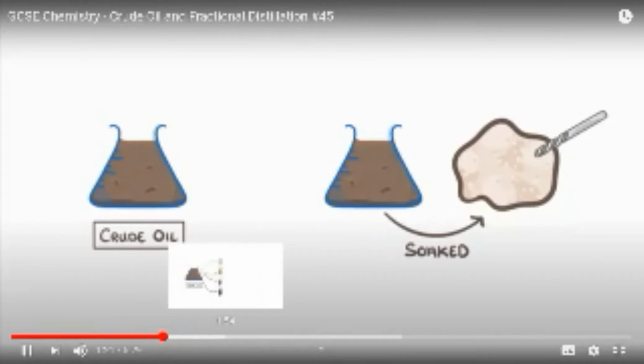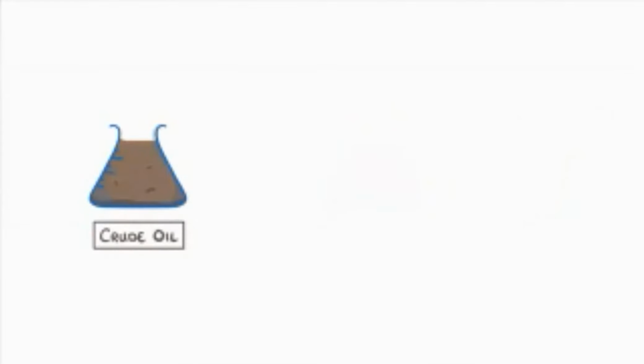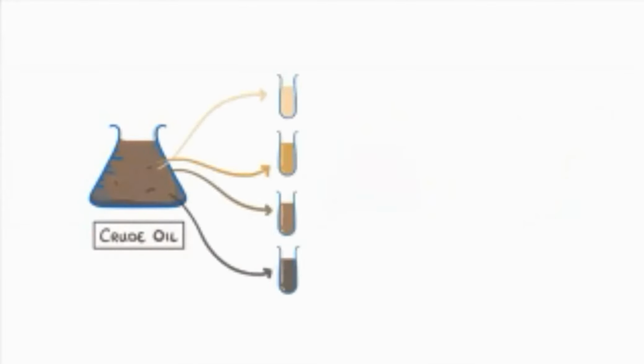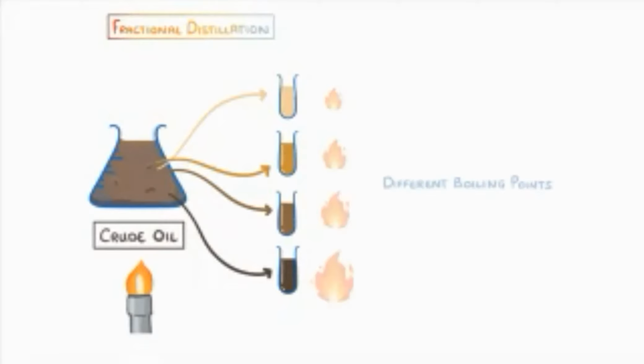As crude oil takes so long to form, it's not renewable. We've extracted the crude oil from the ground. We need some way to separate out all of the different hydrocarbons in the mixture, because they each have different properties, and so we'll use them for different things. To do this separating, we use a process called fractional distillation, which involves heating the crude oil up and separating out the different compounds by making use of the fact that the different compounds all have different boiling points.